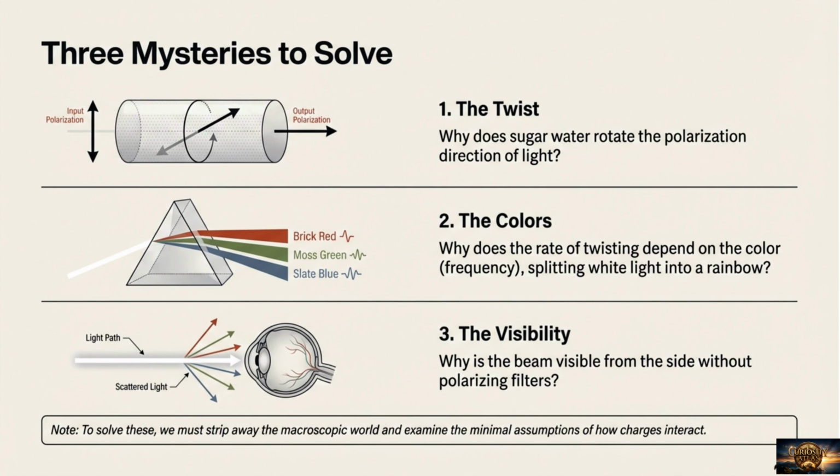First, why does sugar rotate the polarization of light? Second, why does this twisting depend on the light's color, splitting white light into a rainbow? Third, why is the light beam visible from the side without polarizing filters?